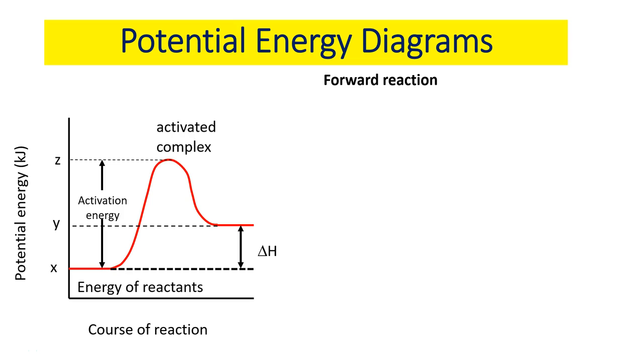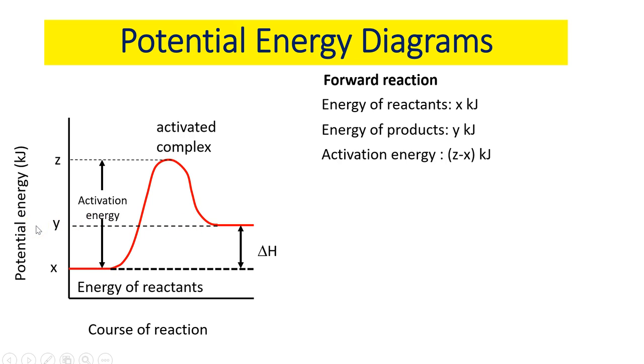So for my forward reaction, this is going to be my reactants, and this is going to be my products. With the reaction going to this side, I'm going to have the following values. The energy of the reactants is going to be the value of X on my graph. The energy of the products over here is going to be the value of Y. The activation energy is this energy needed here.